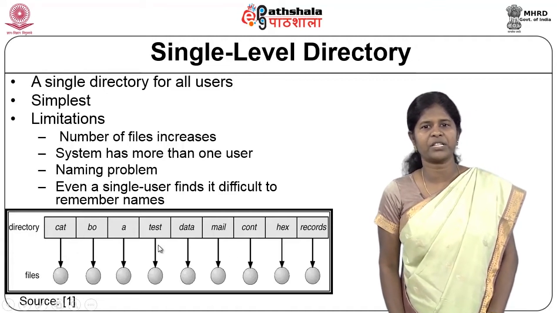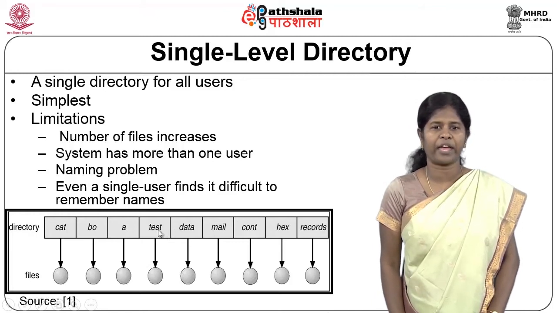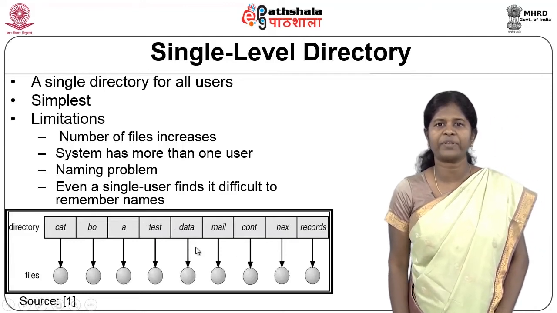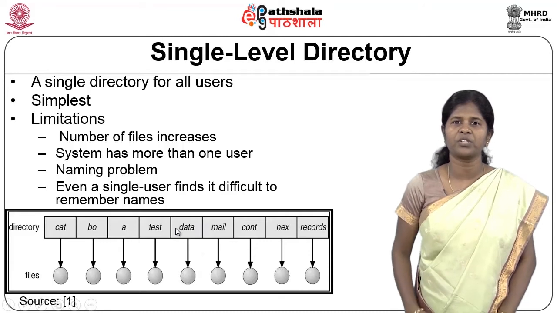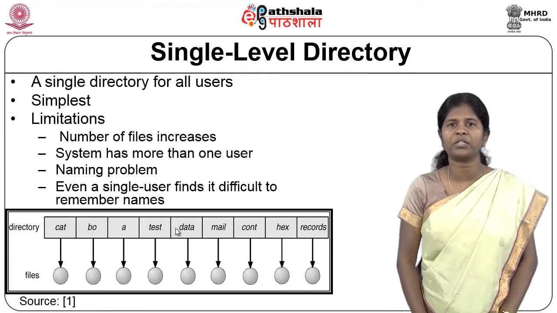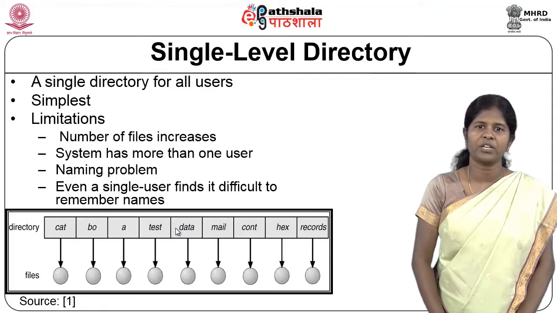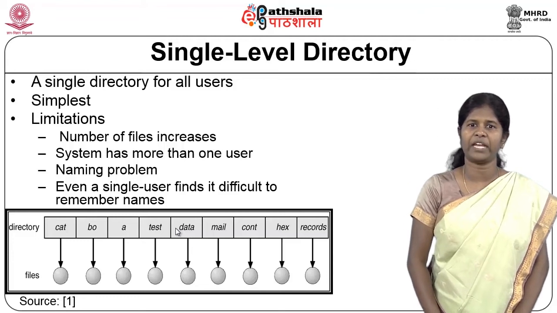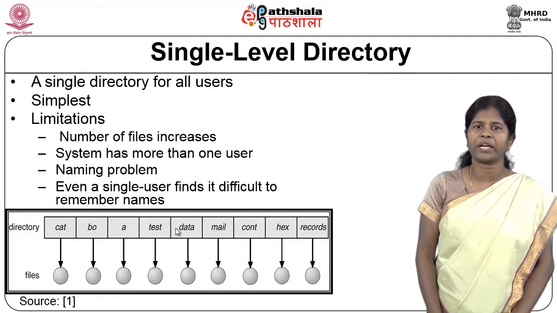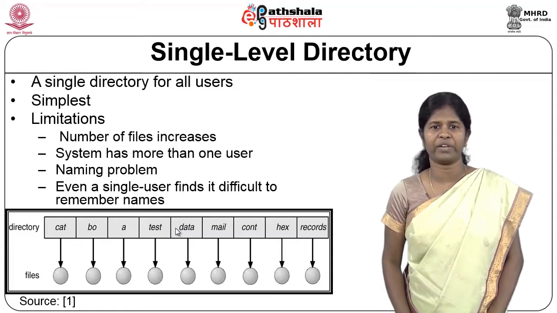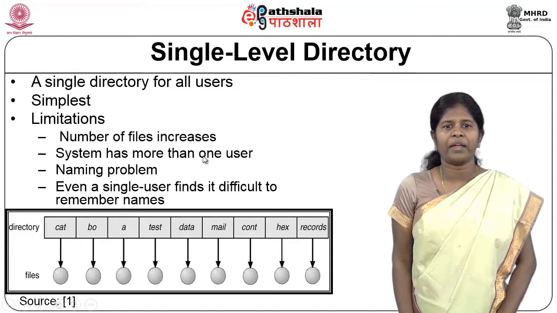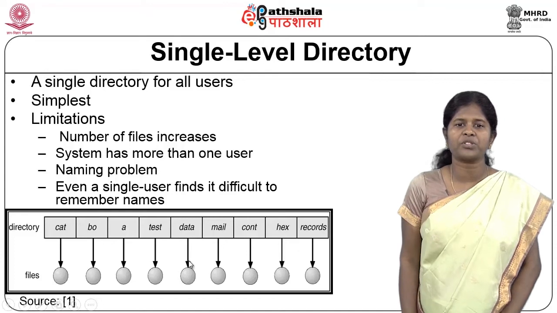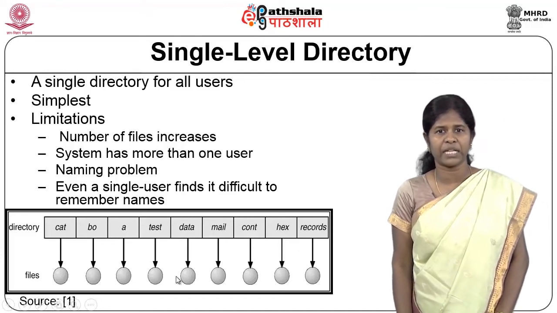But the limitation of this kind of structure is that when the number of files increases, it will be difficult even for a single user to know where his file is present. He may not remember the names of all the files he has got. So, searching or locating his own file will be difficult. And in the same directory, there will be files of many other users as well. So, it becomes very difficult to organize or locate files. The system will have more than one user, and hence all the users should be able to keep track of the files they are maintaining in this directory.